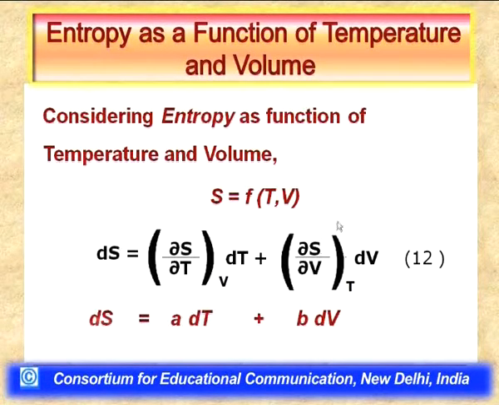Now, considering the second part in equation 12, it is the rate of change of entropy with volume at constant temperature, that is del S by del V at constant T multiplied with the total volume change. So, therefore, the second part expresses the change in entropy as a result of change in volume alone, keeping the temperature constant. Now, if we want to calculate entropy change from equation 12, we should have the value of the differential coefficients, that is del S by del T at constant V and del S by del V at constant T.